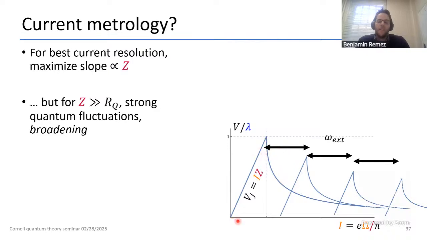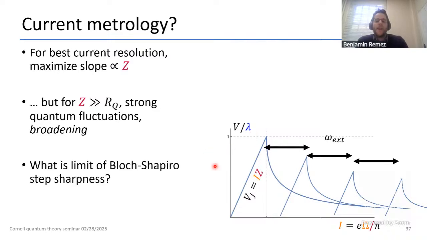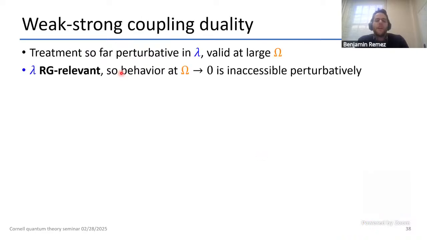And the question is, can we treat this region, which we couldn't access before because it wasn't perturbative in this parameter lambda? And specifically, how sharp could we make these transitions? And so, as I said, the issue so far is we looked at large biases, which were perturbative in this Bloch bandwidth lambda. The problem is that lambda is RG relevant. This means if you probe physics at lower frequencies, the lower you go, the larger lambda flows. And eventually, it's just too big to have any meaningful sense of perturbation.